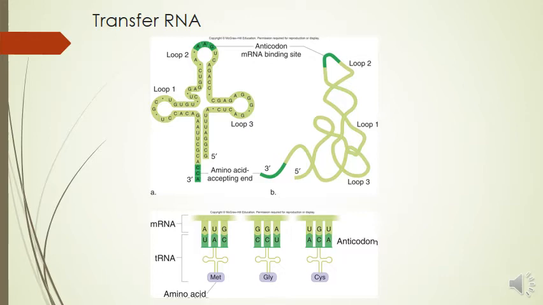In B, this represents a 3-dimensional representation of a transfer RNA, and it depicts the loops that interact with the ribosome. On the bottom, you can see a transfer RNA with a particular anticodon sequence and how it always binds the same type of amino acid.